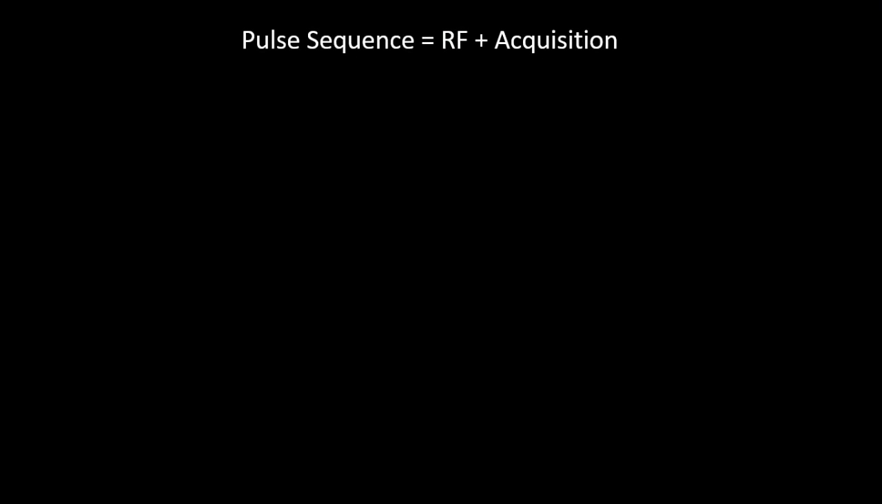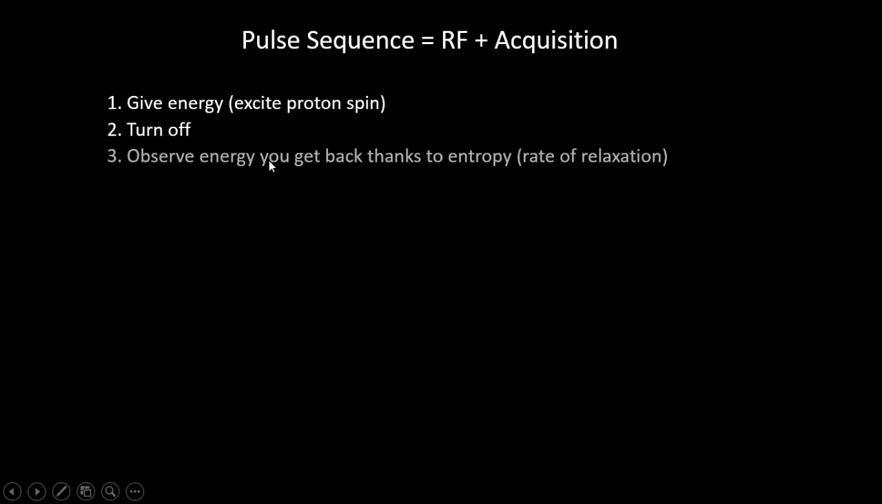So let's get started. What am I talking about when I say pulse sequence? Well, an MRI sequence is basically a sequence of events that happens inside the MRI machine that gives you your image. Each pulse sequence consists of two basic components: first, your radio frequency component, and second, your acquisition phase. What am I talking about? Well, number one, we give energy to our system or tissue, so we excite proton spins using radio frequency energy. Next, we turn off that source of energy, and finally we observe the energy that we get back from that excited tissue due to relaxation of the proton spins back into alignment with the magnet. The differences in the rates of relaxation of protons in different tissues give us our contrast.